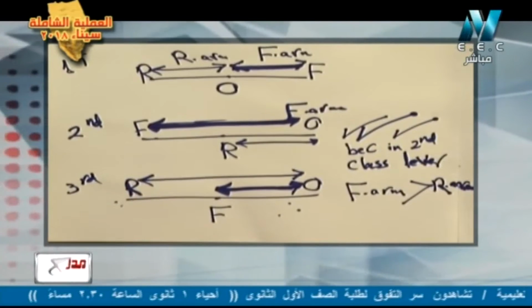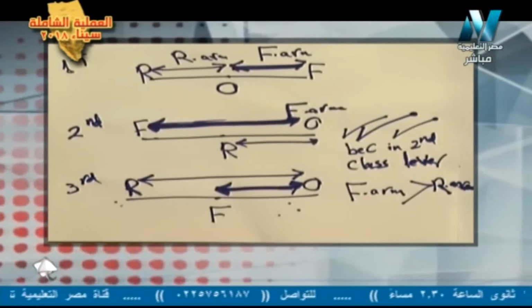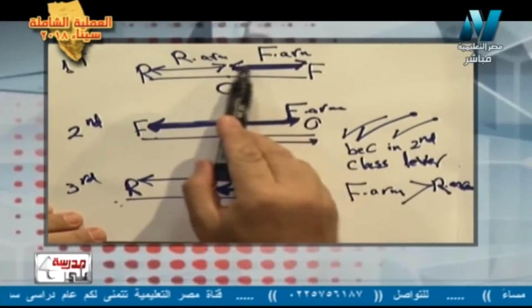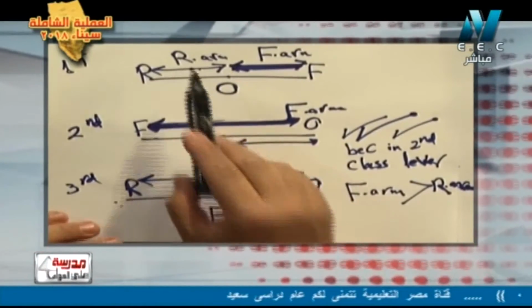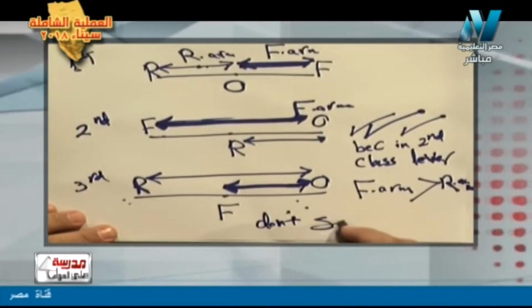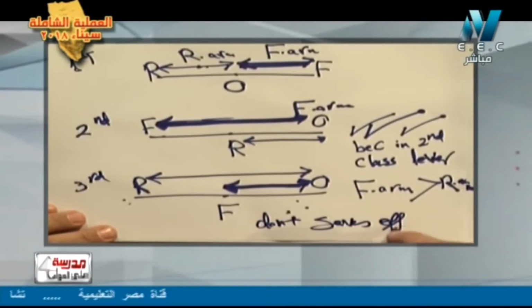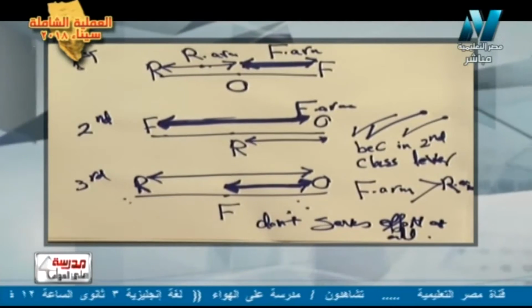So what about the first type or third type? First type sometimes saves effort, but with only one condition: effort force arm more than the resistance arm. Again, the same condition. But what about third class lever? Third class lever doesn't save effort at all. So we can say the third class lever is the worst type.